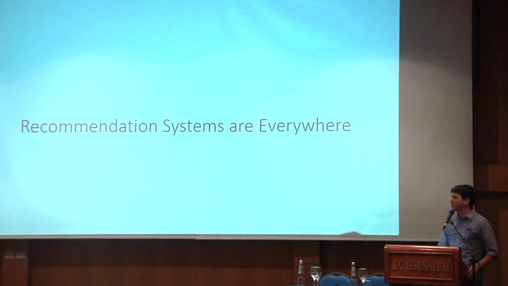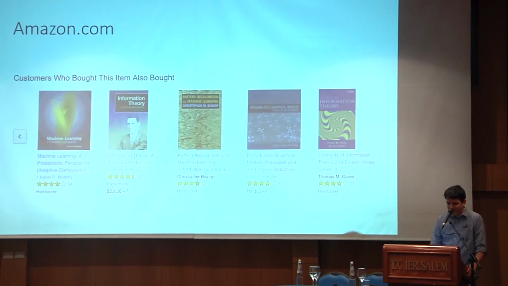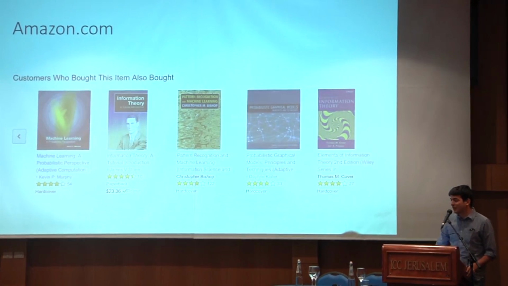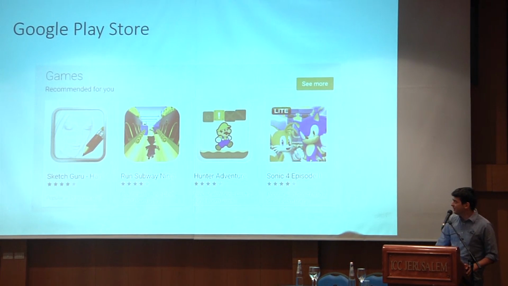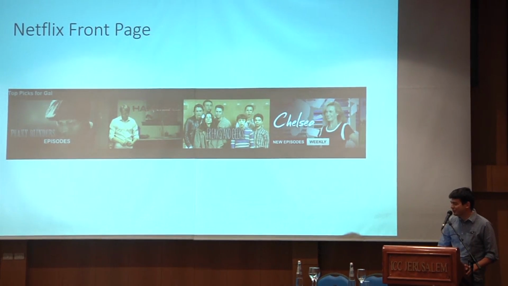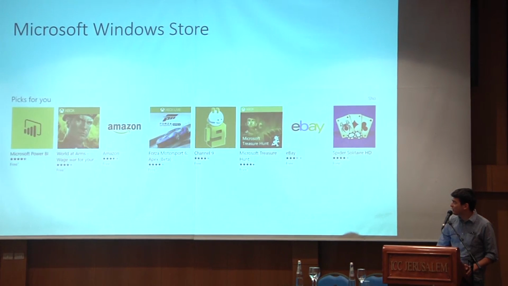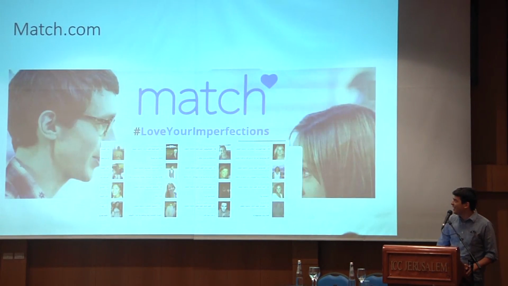a few examples. So, of course, the Microsoft Windows Phone has games and apps that are picked just for you. Amazon.com has recommendations based on the item you're currently browsing, in this case, your book. Google, of course, has games that are recommended just for you. The famous Netflix front page has movies and TV shows that are fixed just for your personal pleasure. The Microsoft Windows Store has Windows apps and Windows games.